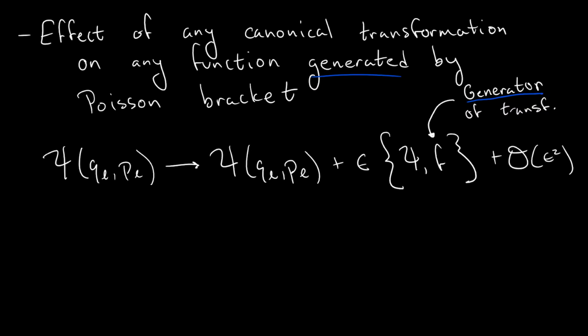So whenever I say generator, all this means is that this is the function which determines my canonical transformation, right? My canonical transformation is determined in terms of a single function f, and that's what I'm going to call the generator. So this is all well and good.